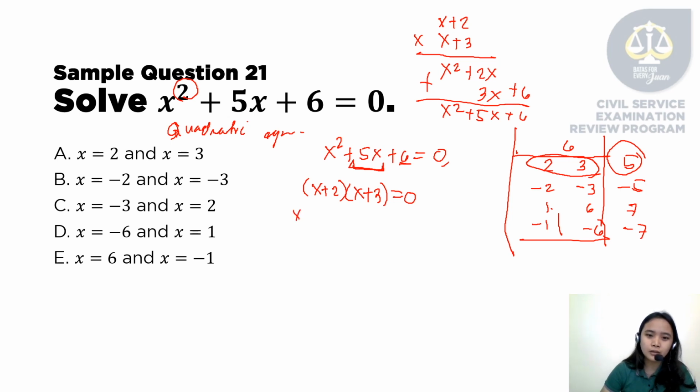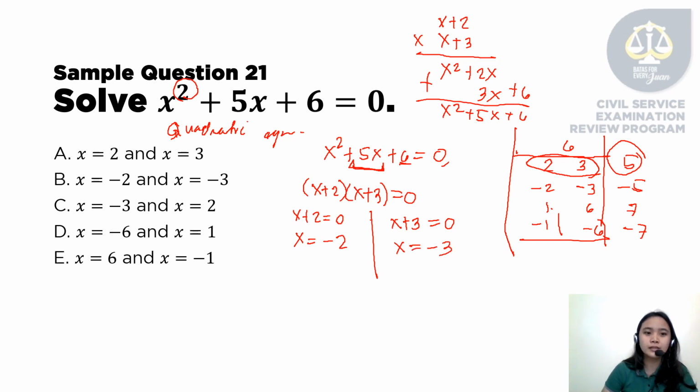Magiging totoo yan if x plus 2 is 0, or etong x plus 3 is equal to 0. Solving for x, lipat natin tong positive 2 sa kabila. Therefore, meron tayong x is equal to negative 2. Ito namang x plus 3 is equal to 0 implies na x is equal to negative 3.